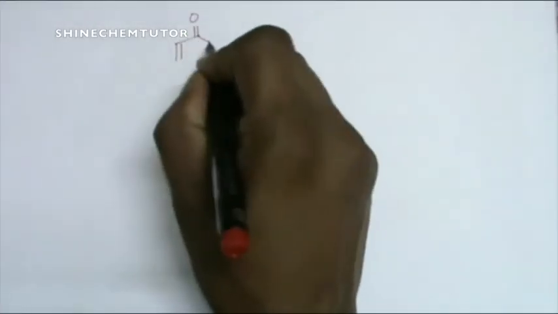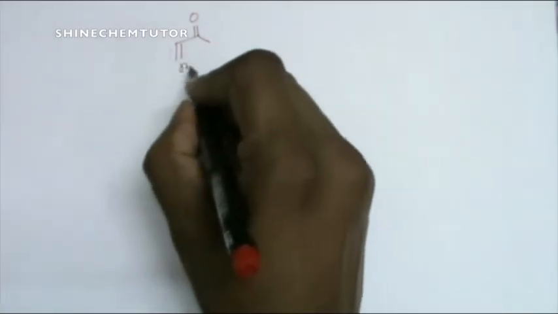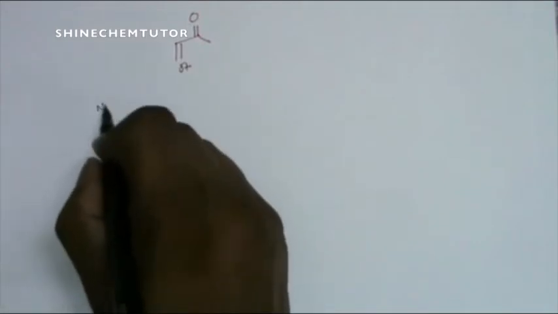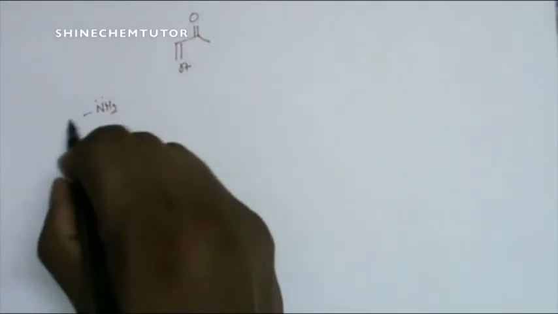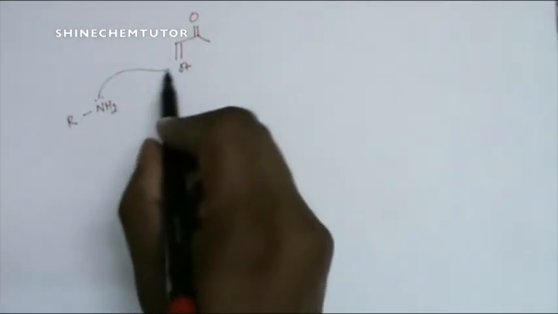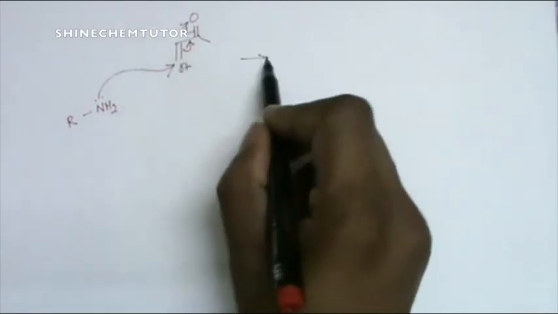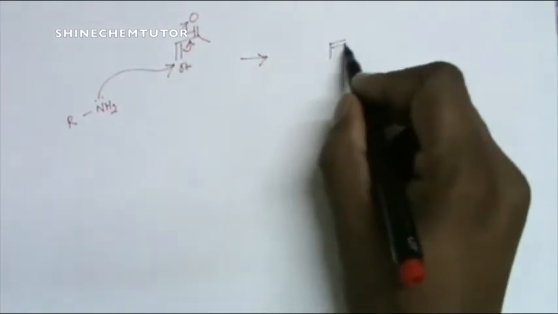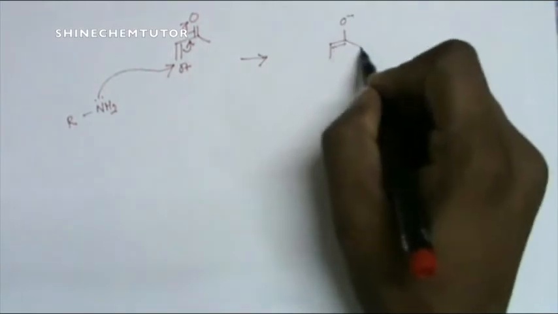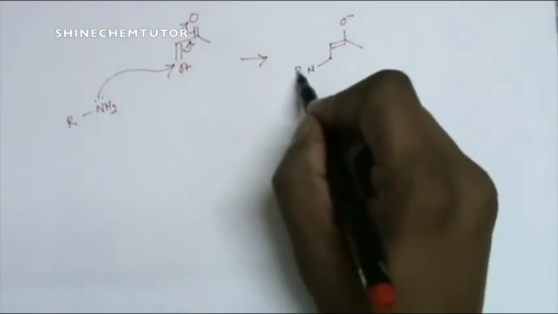Let us go for the alpha beta unsaturated system also. Here there is delta plus on the beta carbon. So the double bond will not act as a nucleophile. At the same time, if you add some nucleophile, then this will attack. As a result, what we get is this one.